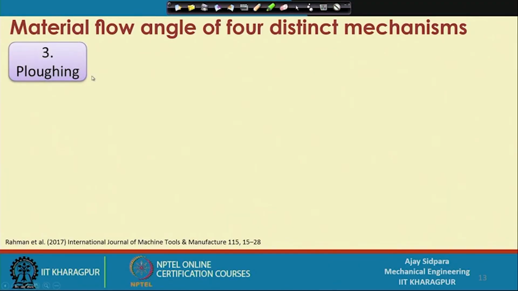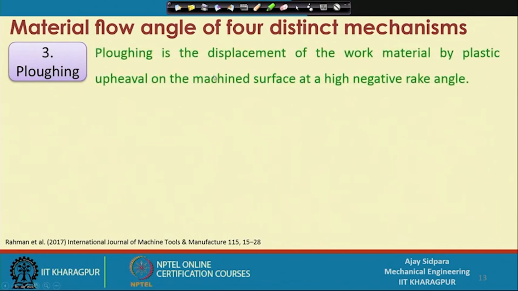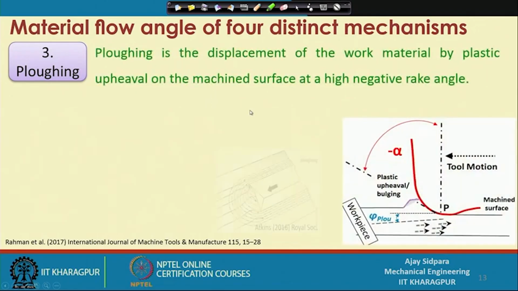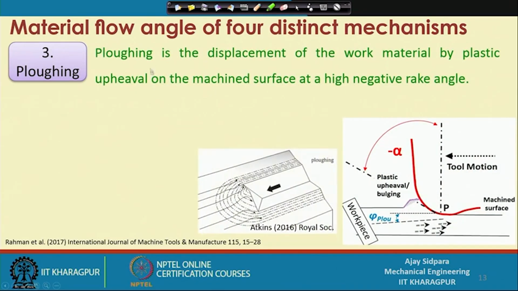Right. So, now the third one is the ploughing phenomenon. So, what is the ploughing phenomenon? So, this is the ploughing. Ploughing is the displacement of the work material by plastic upheaval on the machined surface at a higher negative rake angle. So, let us see each and every term. So, we know what the higher negative rake angle is.